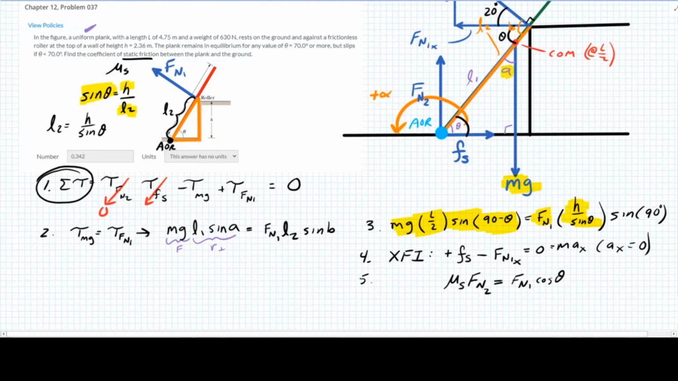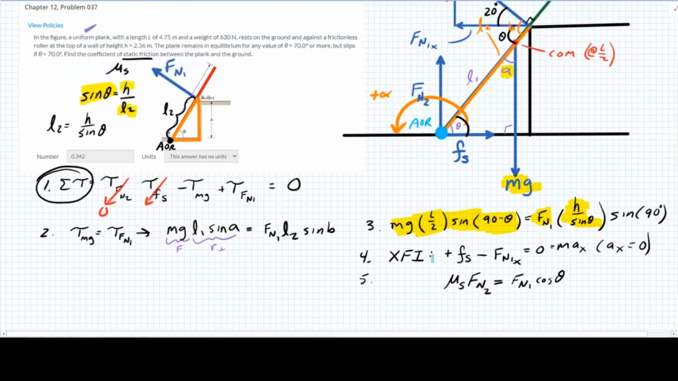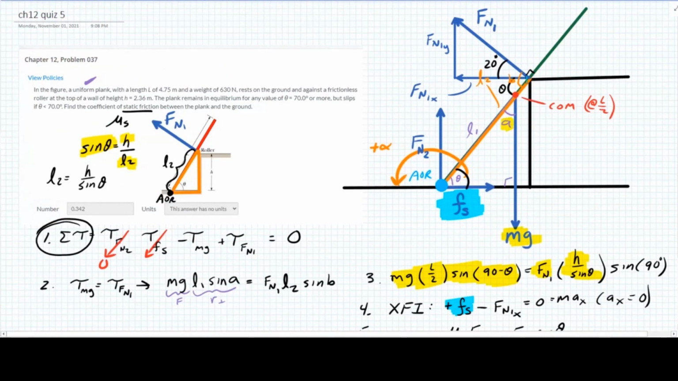Let me double check all of this again, since I'm trying to wrap up. I'm trying to make it a little brief since it's getting late. It's been a long night. This is my X force inventory. I'm saying my static friction force, which is the only thing between me and disaster, the only thing preventing this plank from slipping, is going to the right. So yes, plus F sub s. Fn1x is right up here. This is the leftward facing force.